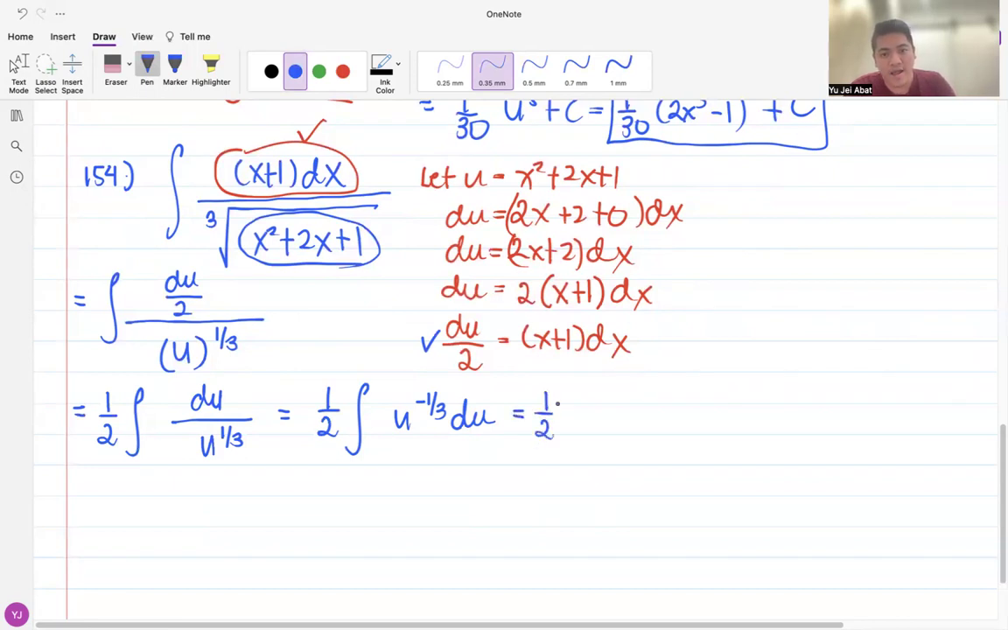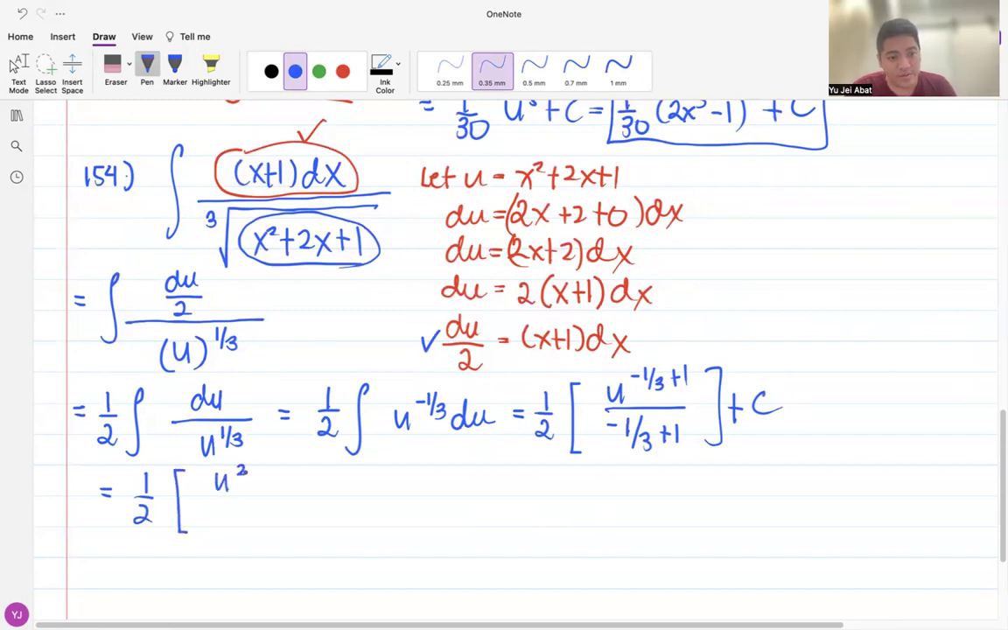So we have 1/2. Then we have u raised to negative 1/3 plus 1, all over negative 1/3 plus 1, then plus c. So we have 1/2, and we know that negative 1/3 plus 1, or 1 minus 1/3, is 2/3. So you have u raised to 2/3 all over 2/3 plus c.